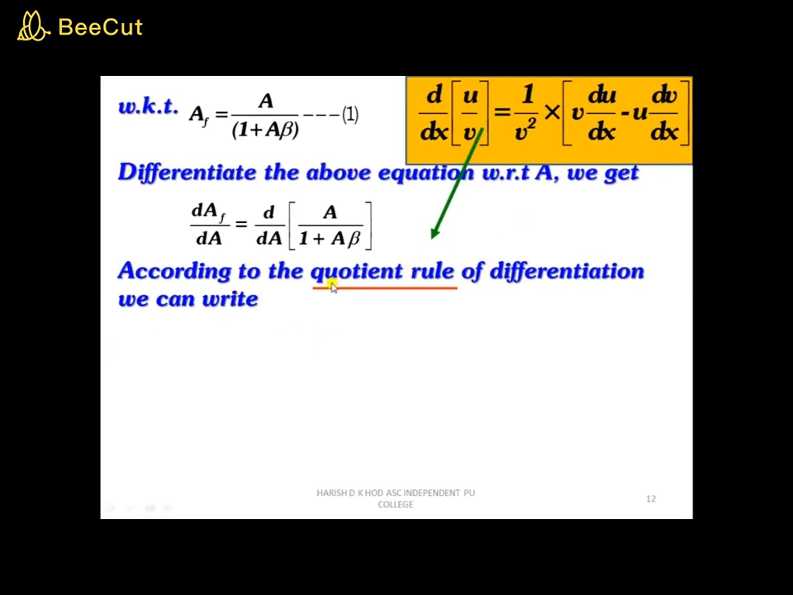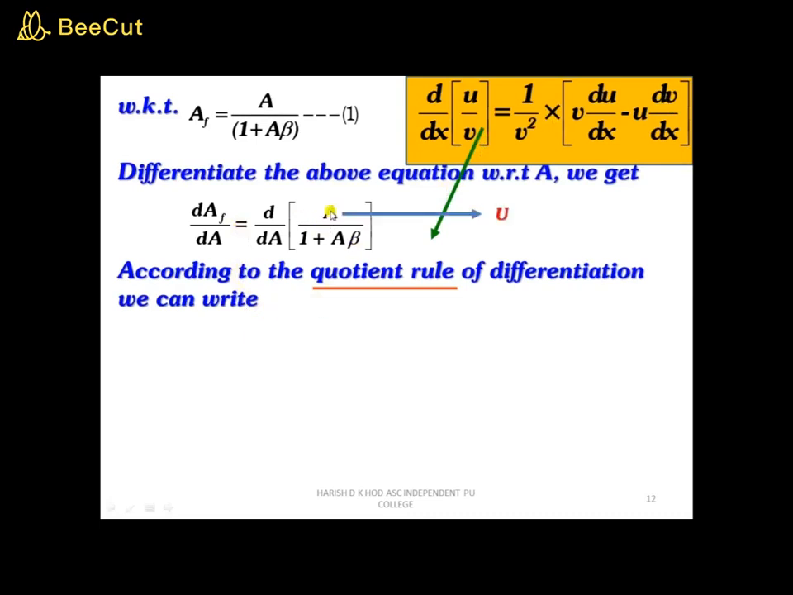So the quotient rule says, if you have d by dx of u by v, it is 1 by denominator square into denominator into d by dx of numerator minus numerator into d by dx of denominator. Let us apply this quotient rule and let us differentiate this equation.